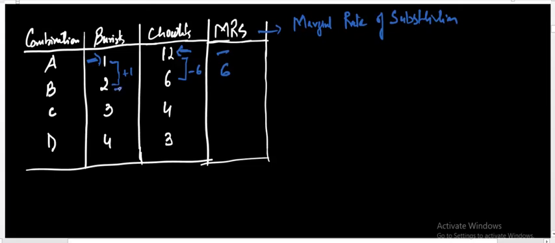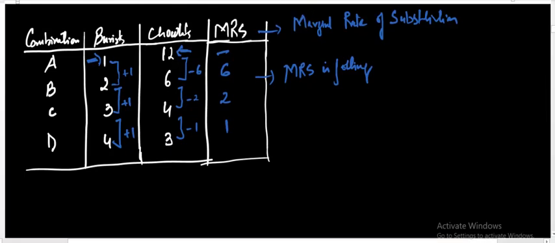Now I wanted one more biscuit. To gain one more biscuit I only gave up 2 units of the chocolate, so the marginal rate of substitution was 2. To gain one more biscuit I gave up one more unit of the chocolate, then the marginal rate of substitution was 1. Now essentially this marginal rate of substitution is falling, as we see here, from 6 to 2 to 1. MRS is falling.